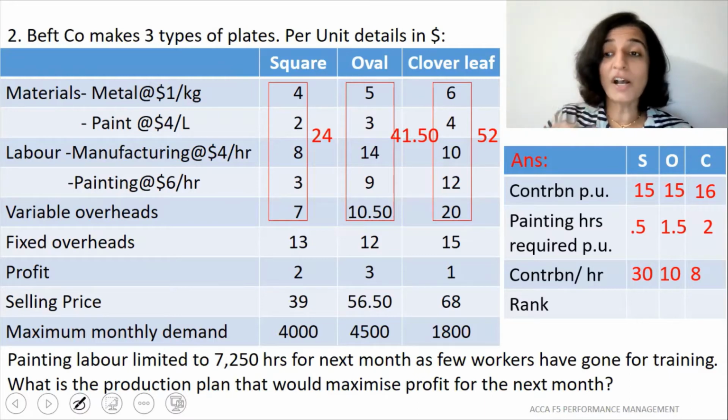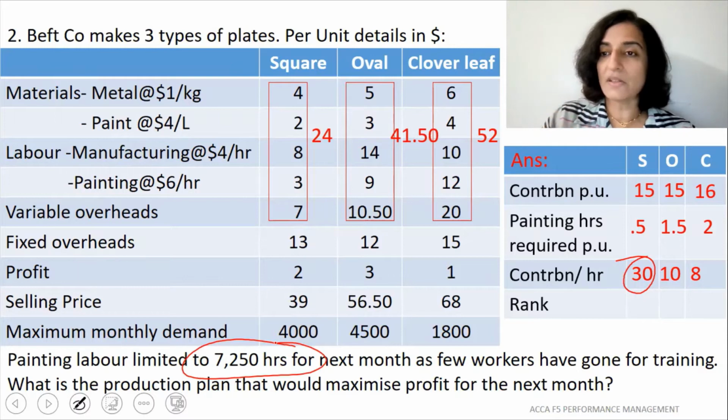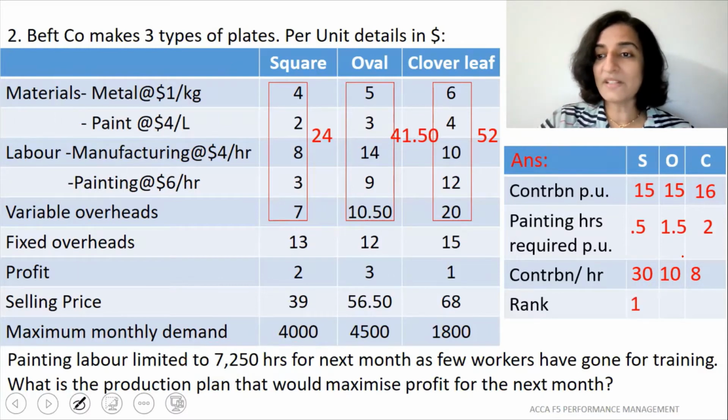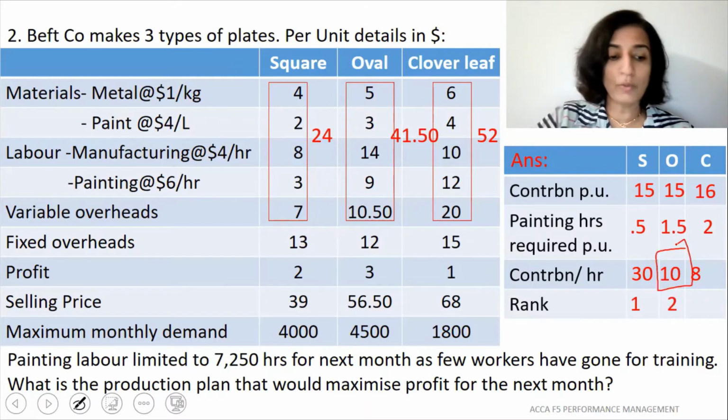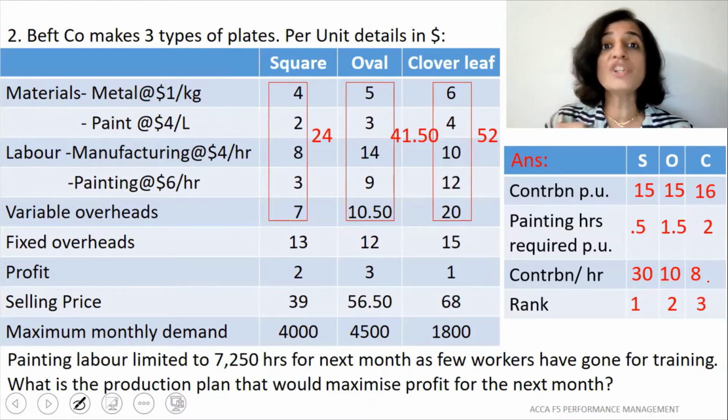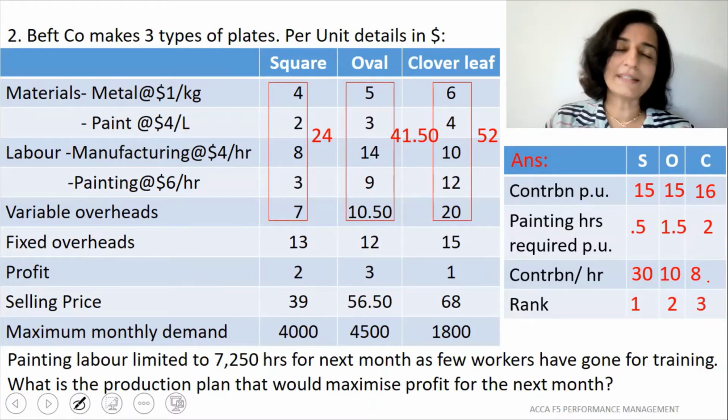So for each hour, it is square that gives the maximum contribution. So the best product is square. So we give rank 1 to the square. The next best contributor is oval with $10 per hour. So we give rank 2 to oval. And finally, for clover, it is rank 3. So this is the order in which you have to manufacture these plates.